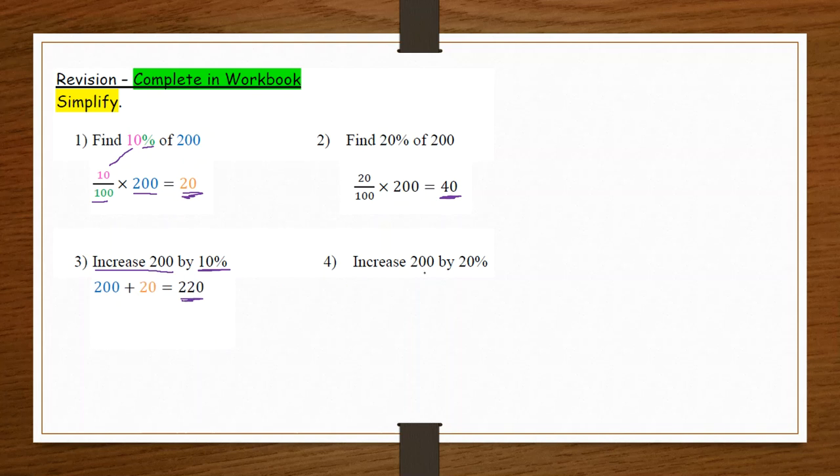Question 4, same kind of process, increase 200 by 20%, which we've done here. So we've got 200 plus 40 is 240.